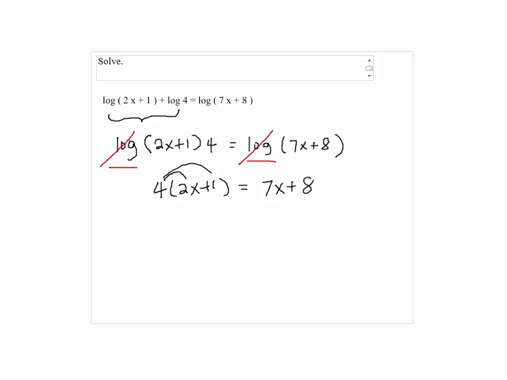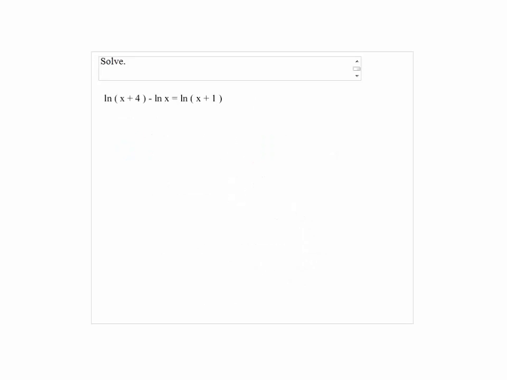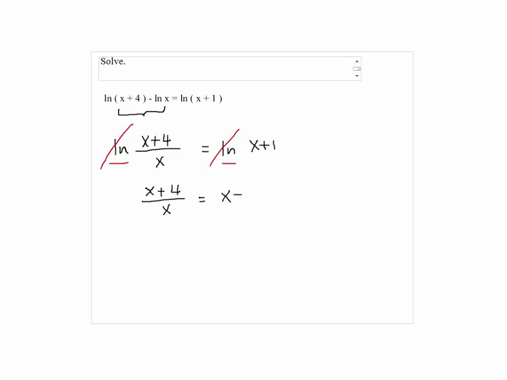Solve: log of 2x plus 1 plus log 4 equals log of 7x plus 8. First, we can combine the left-hand side terms by using the product rule. So log of 2x plus 1 times 4 equals log of 7x plus 8. Since we have one log on each side, we can drop the logs, so we have 4 times 2x plus 1 equals 7x plus 8. By distributing, we have 8x plus 4 equals 7x plus 8. By subtracting 7x from both sides, we get x plus 4 equals 8. So x equals 4.